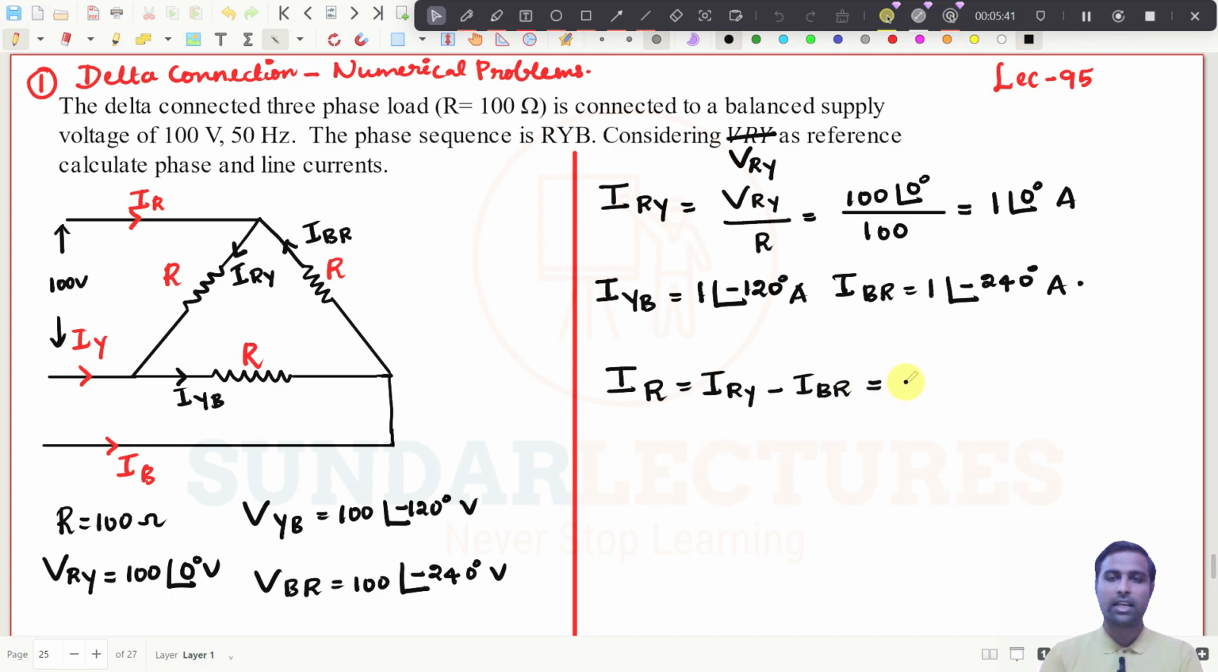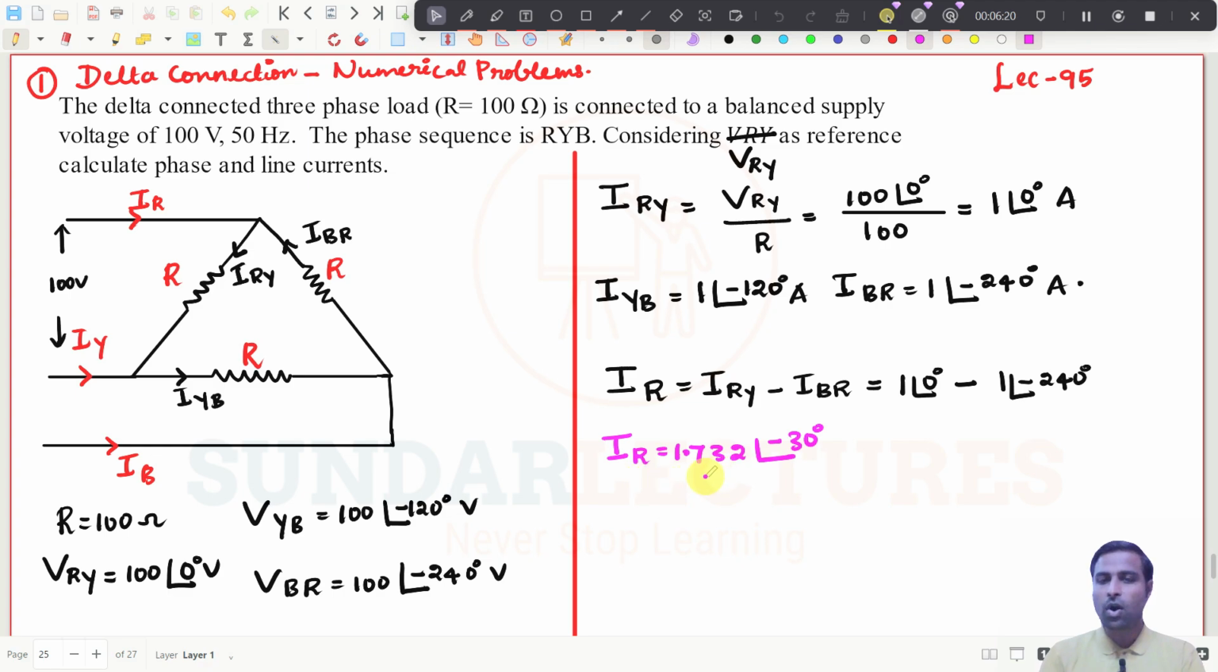So what you will get here: IRY is 1 at an angle of 0 degrees minus 1 at an angle of minus 240 degrees, right? If you further simplify this, put it in the calculator, or convert this into rectangular form and do the basic mathematics, you will get 1.732 at an angle of minus 30 degrees. That is the value of IR.